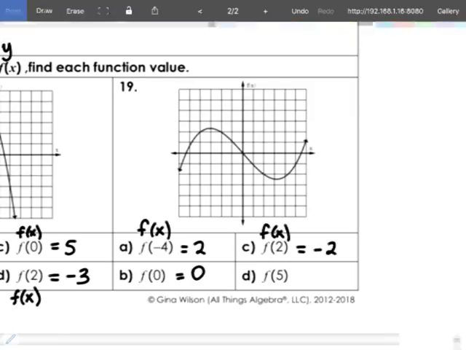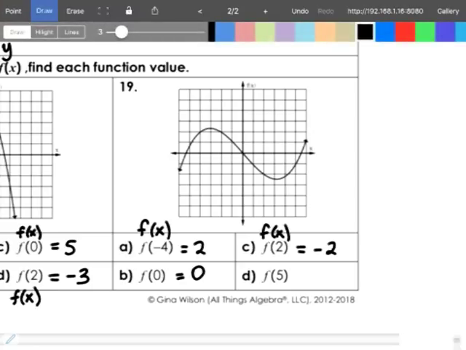What about this one when x equals 2, right here, y is negative 2. So negative 2. And last one, it says f of 5, that just means x is 5. What is y? So if we count over 5 on the x, y here is right here, y is negative 1.